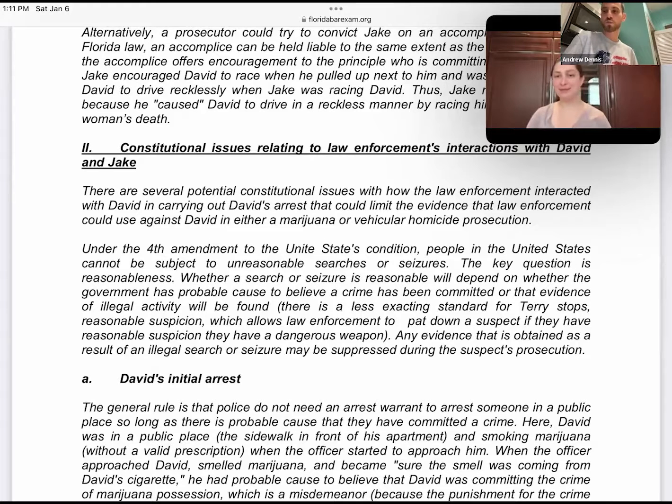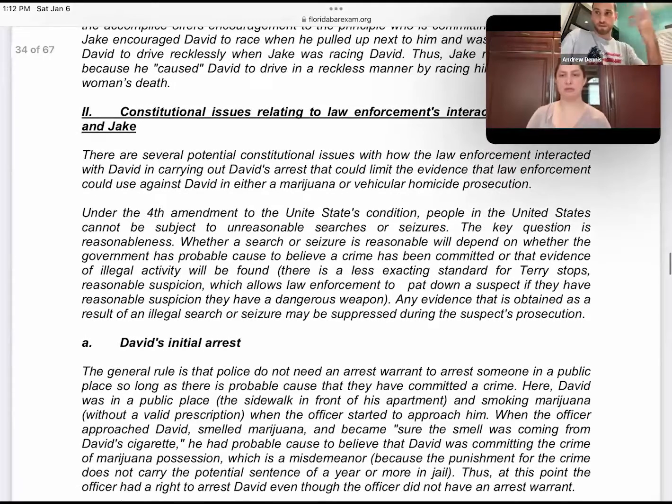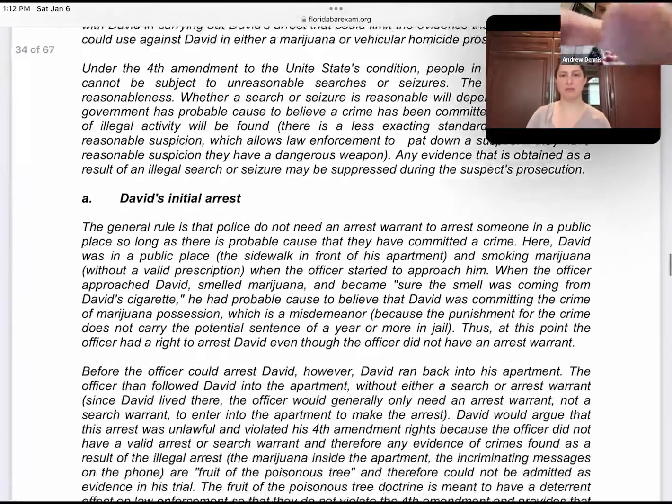Whether a search or seizure is reasonable will depend on whether the government has probable cause to believe a crime has been committed, or that evidence of illegal activity has been found. There's a less exacting standard for Terry stops, reasonable suspicion, which allows law enforcement to pat down a suspect if they have reasonable suspicion they have a dangerous weapon. Any evidence that's obtained as a result of an illegal search or seizure may be suppressed during the suspect's prosecution. That's the exclusionary rule. Key point, Fourth Amendment, unreasonable search and seizures, anything that's obtained in violation shall be excluded. Also, we'll follow with the fruit of the poisonous tree doctrine.